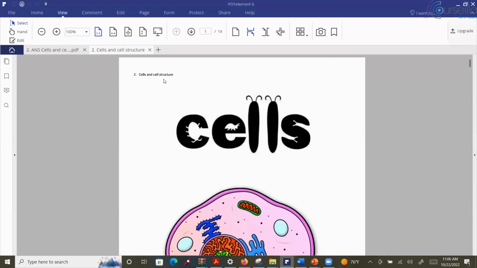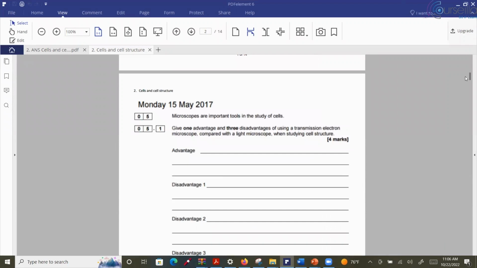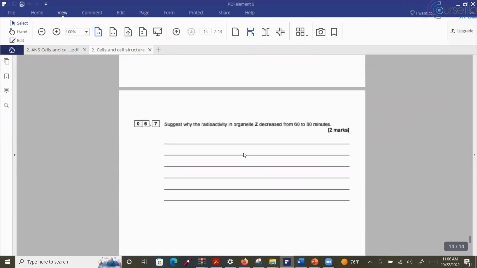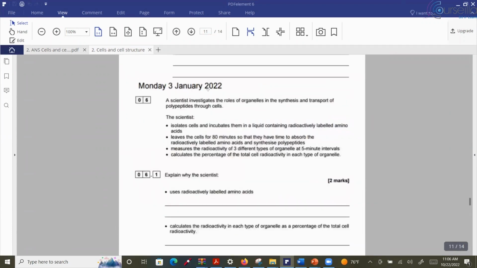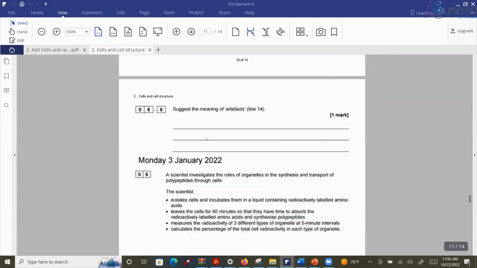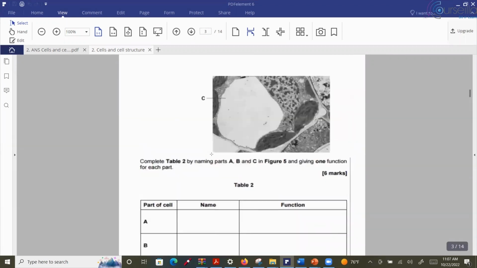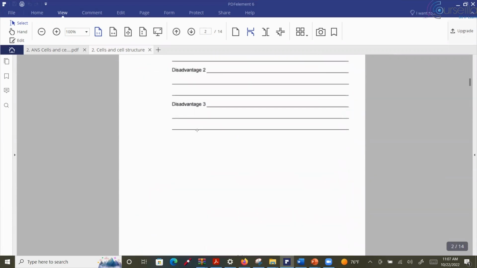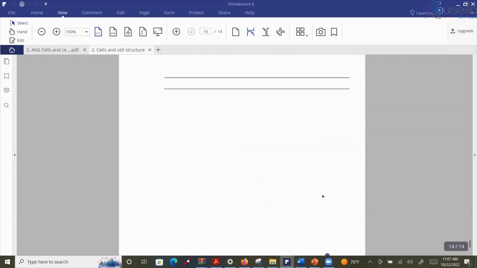This is for the lesson cells and cell structure. Your classified will start from 217, okay? And it will end at the last exam here I have, January 2022. So the classified are grouped according to your lessons. There are not so many exams available for Oxford, especially the new syllabus. So I have the recent exams from 2017 to 2022, the past 5 years. And from those, I created classified from May 2017 until January 2022.